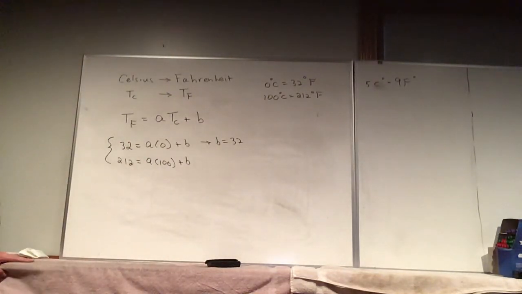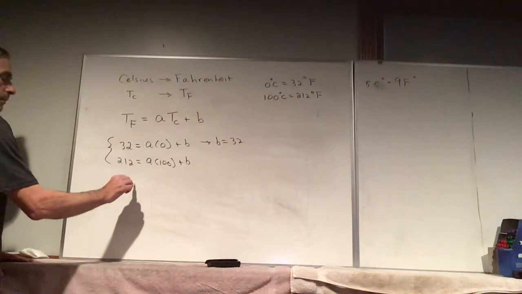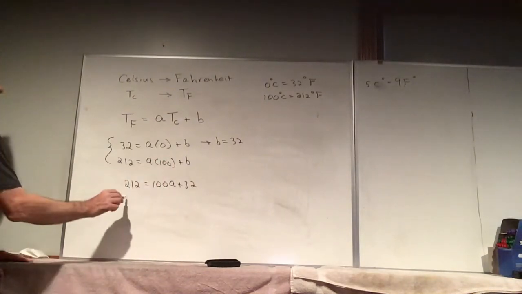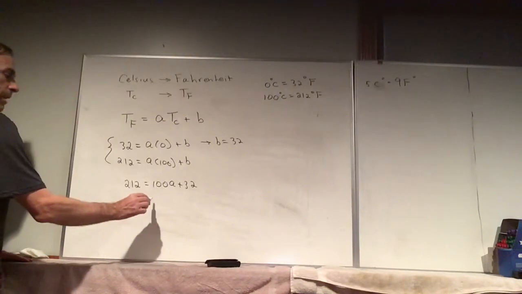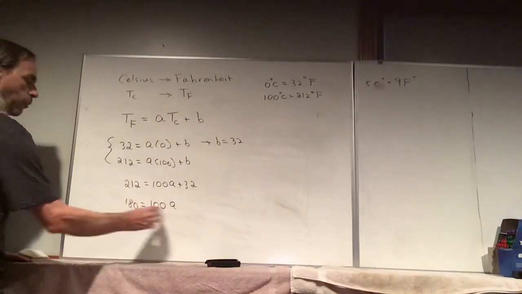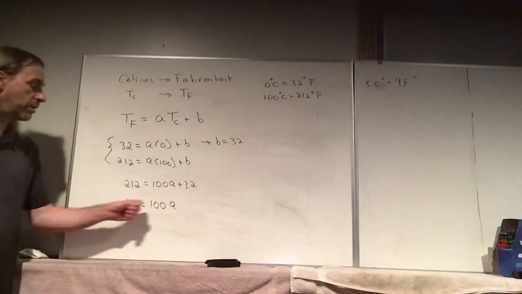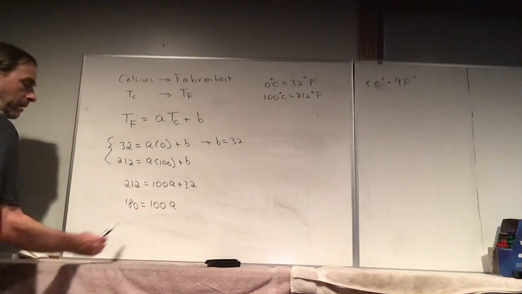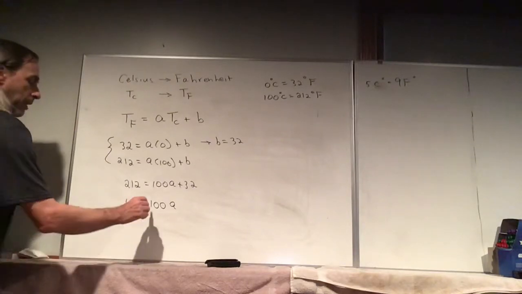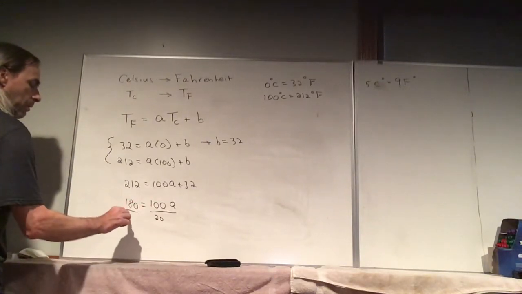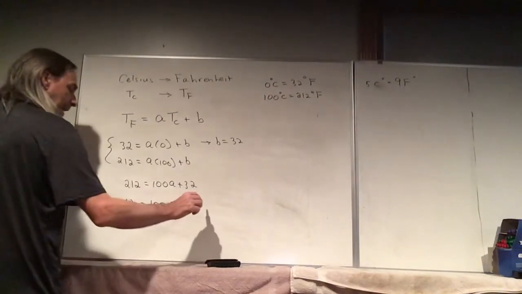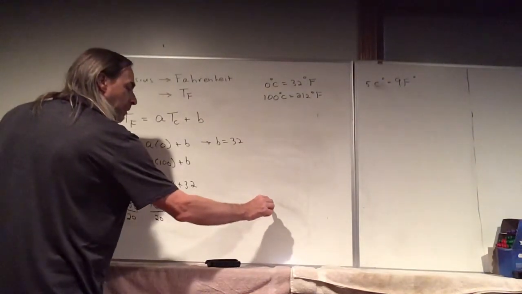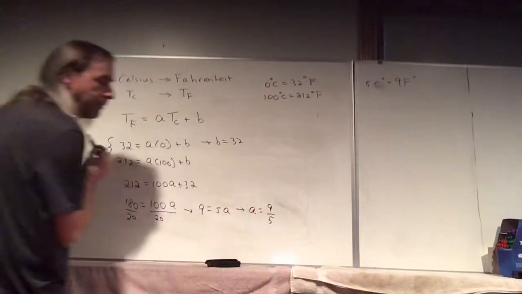And now if we plug that in, we have 212 equals 100A plus 32. If we subtract 32, 180 equals 100A. This ratio might seem familiar. Remember, 180 on the Fahrenheit scale is 100 on the Celsius scale. So if we divide by 100, let's divide by 20 actually. So we get 9 equals 5A, or A is equal to 9 over 5.